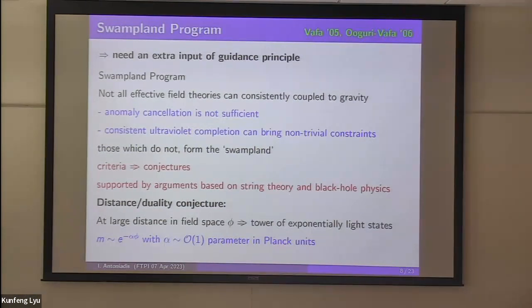Now, the Swampland Program can contribute in this direction. Although it was mostly phrased as the possibility to find the criteria under which effective field theories can be consistently coupled to gravity, in the sense that they can come from some fundamental theory of gravity, or in particular string theory. And it was realized that some of the obvious criteria, which is anomaly cancellation, for instance, for chiral fields, is not a sufficient condition. And the consistent ultraviolet completion can bring more non-trivial constraints. So the effective theories which do not satisfy these constraints are part of the Swampland.